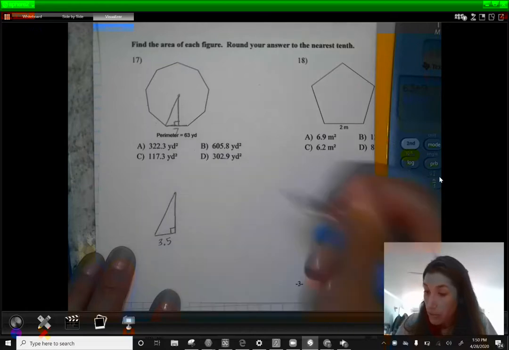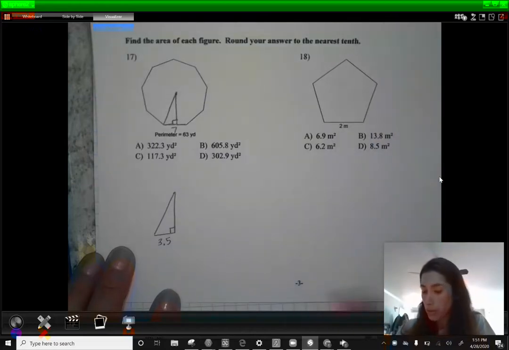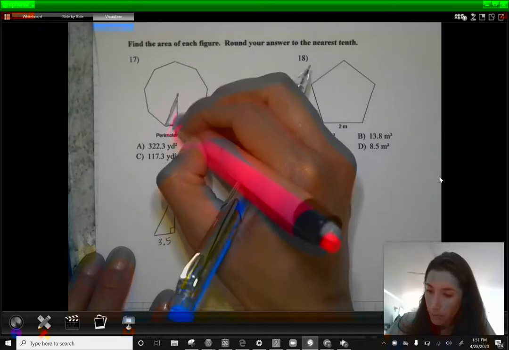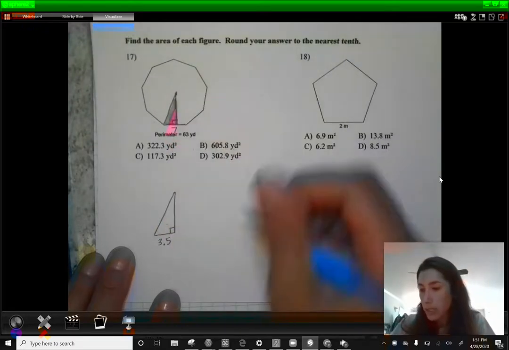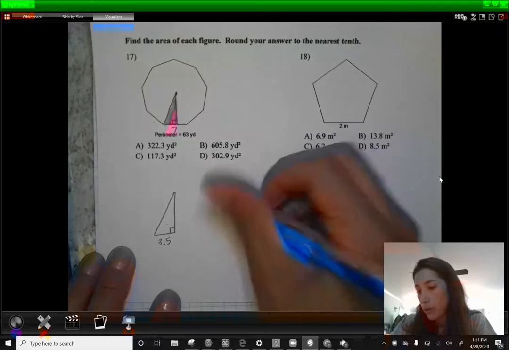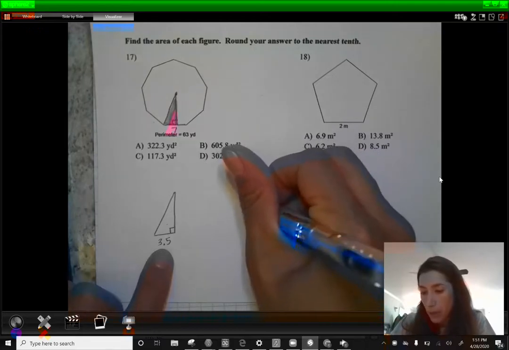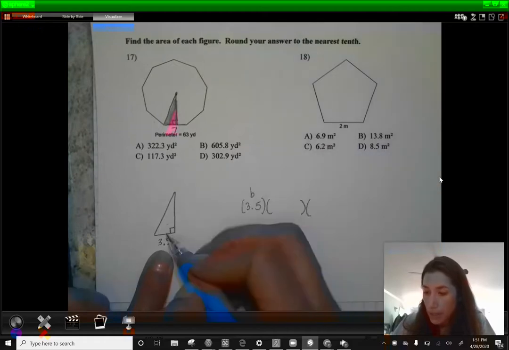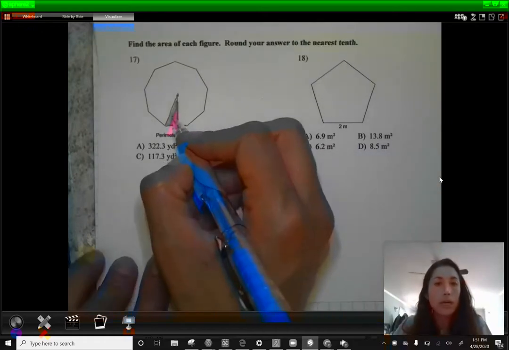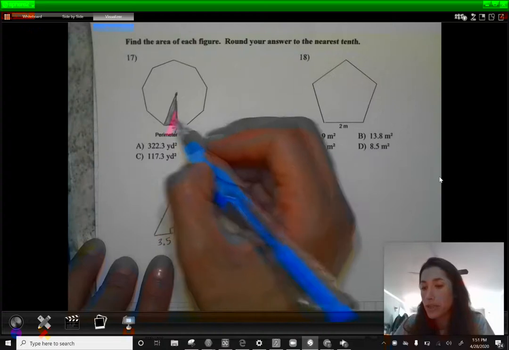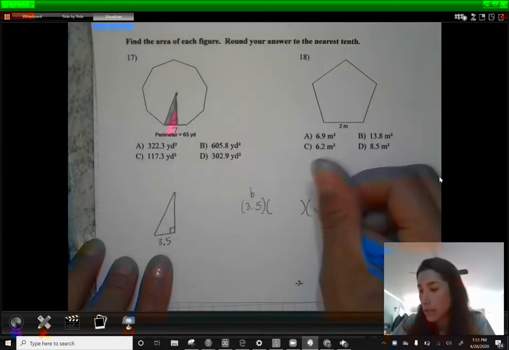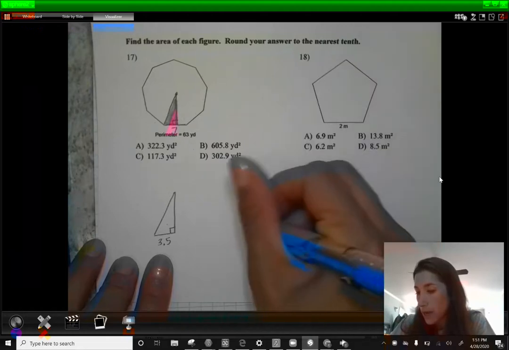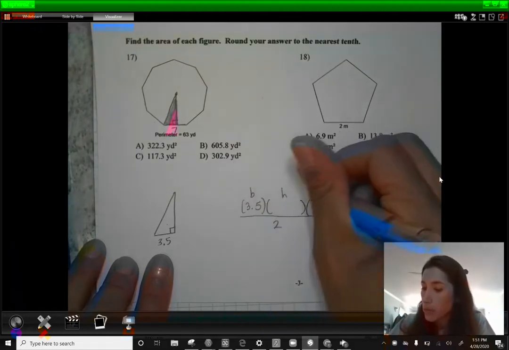And to find the area of this entire shape, I'm going to focus on the area of this one triangle here. So we know the base of that triangle is 3.5. We don't know the height, so I'm going to leave that blank. And this little half triangle, there's actually 18 of them. The reason why is there's 2 on each side and there's 9 sides. So 18. So this is the height, base times height divided by 2 times the number of triangles.